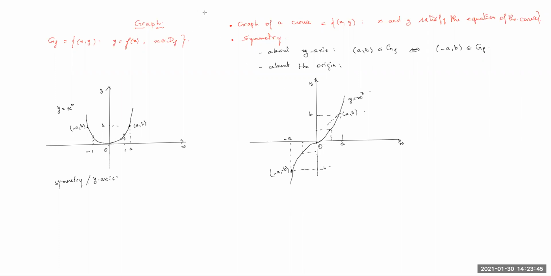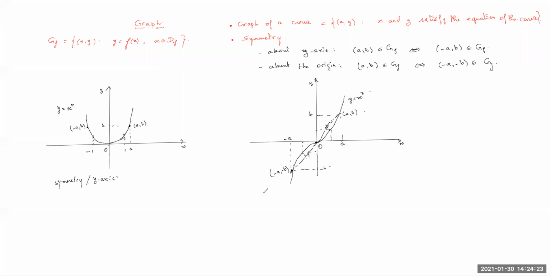Let's try this using dots maybe. Yes, here it is. That means these line segments cross the origin at the middle point, and the two distances are equal here. So the characterization of symmetry about the origin is that (a, b) belongs to the graph if (-a, -b) belongs to your graph.